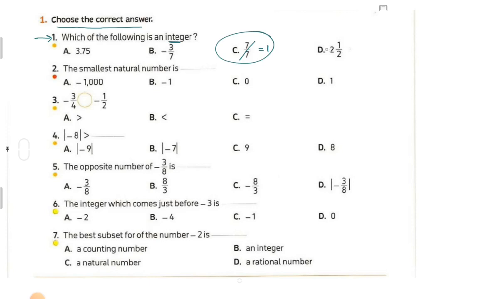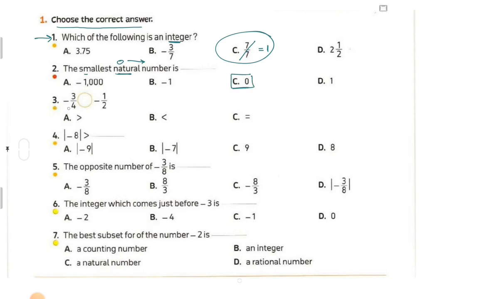This is a mixed number. This is a negative fraction, and this is a decimal. Okay? The smallest natural number. Natural numbers start from 0 and go on positive? Yes. Where is the natural number, 1 or 0? But the smallest one is 0.